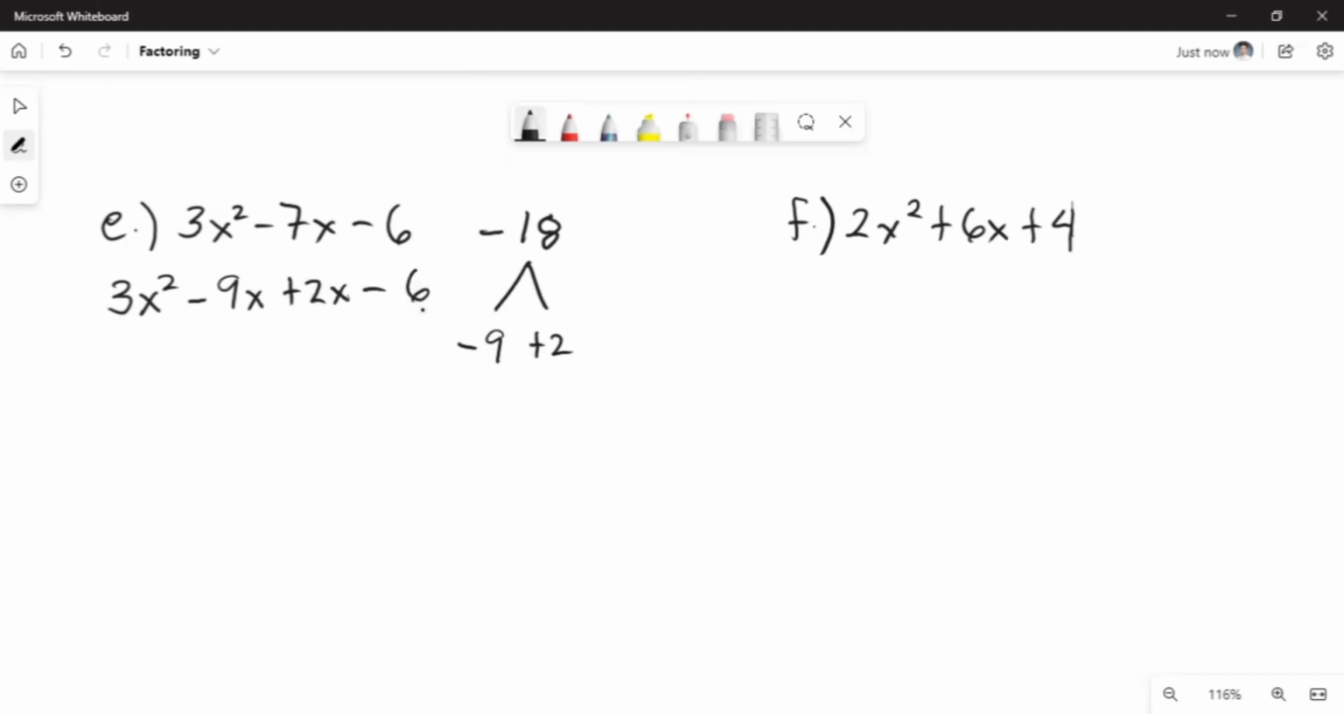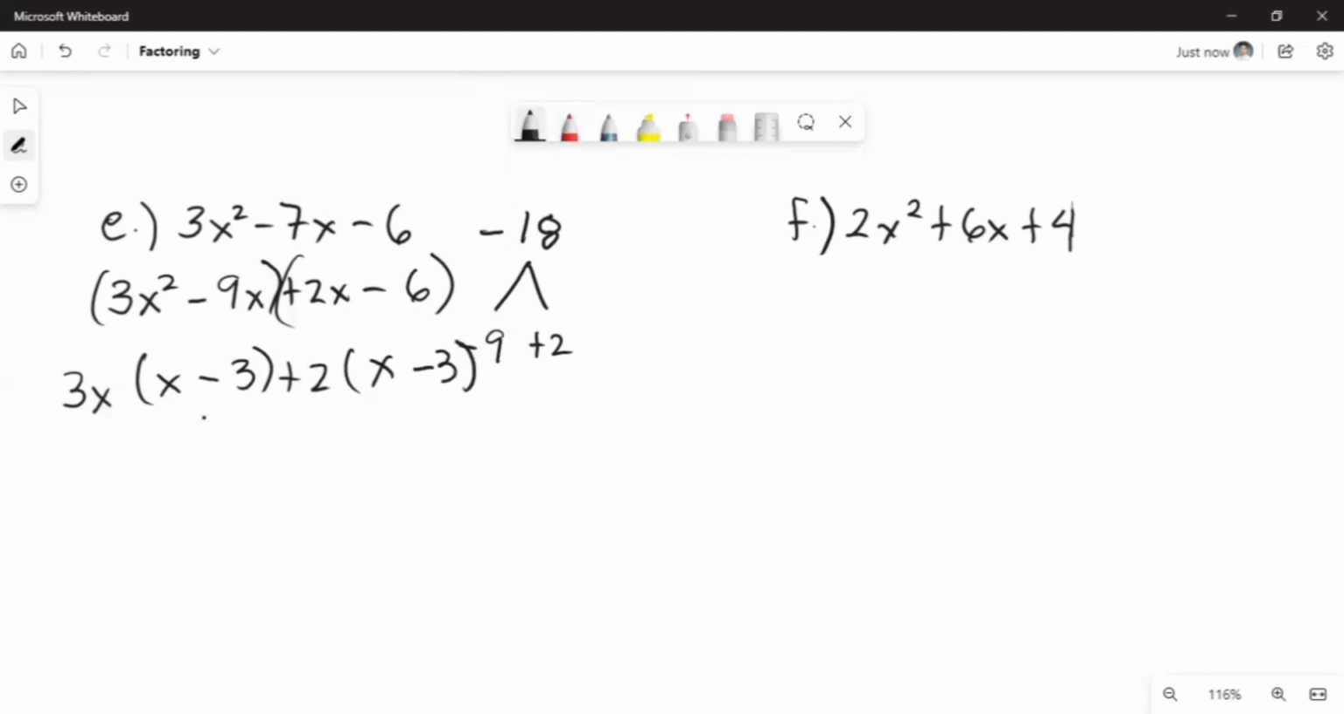Now, since we have 4 terms, we can do factoring by grouping. Factoring the first two terms and the second two terms. For the first two terms, the common factor is 3x. Therefore, 3x squared divided by 3x is just x, and negative 9x divided by 3x is just negative 3. On the second pair, the common factor is positive 2. So 2x divided by 2 is just x, and negative 6 divided by 2 is just negative 3.